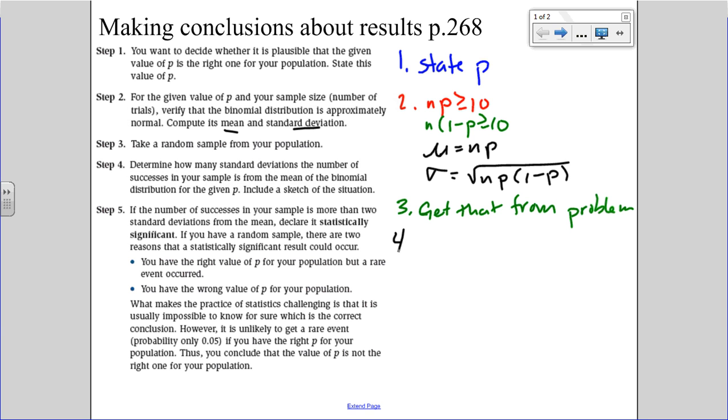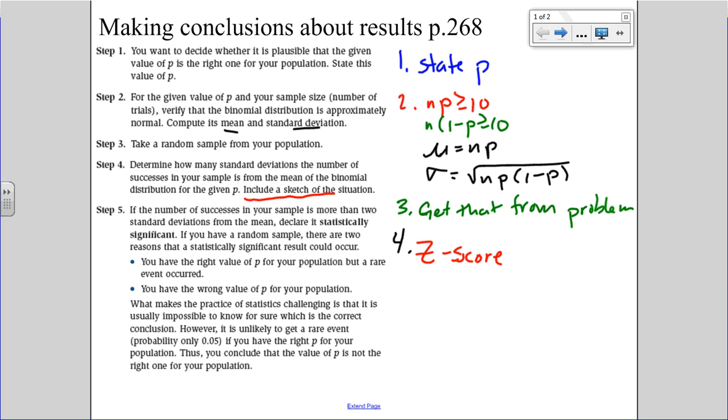Number 4 is a very important one. This is where we start to make some of our conclusions. In step 4, we're going to determine how many standard deviations the number of successes in your sample is from the mean. That's a big way of saying z-score. So whatever you put in 3, you're going to find the z-score of to see how rare it is. How far away from the mean is it? Is this something that should have happened? Is it close to the mean, or is it far away from the mean? That's what a z-score tells us.